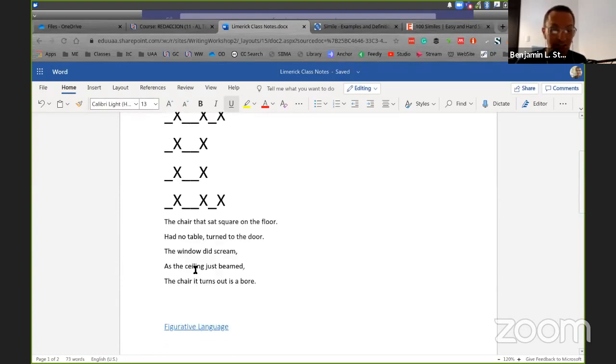The chair that sat square on the floor had no table turned to the door. The window did scream as the ceiling just beamed. The chair, it turns out, is a bore. Now, what do you notice here? So the chair that sat square on the floor, this is an example of personification.